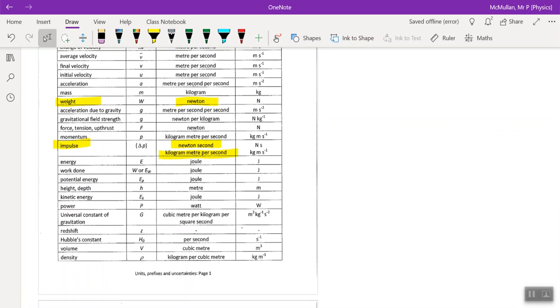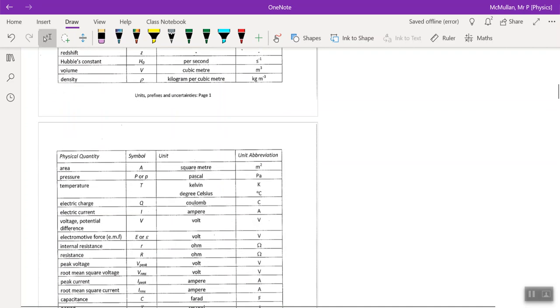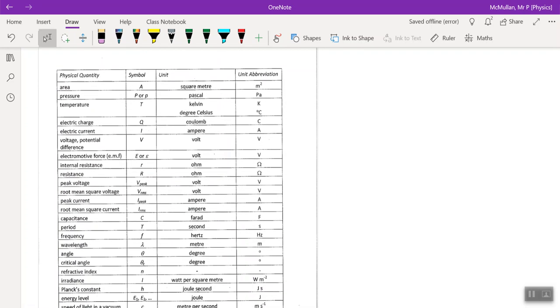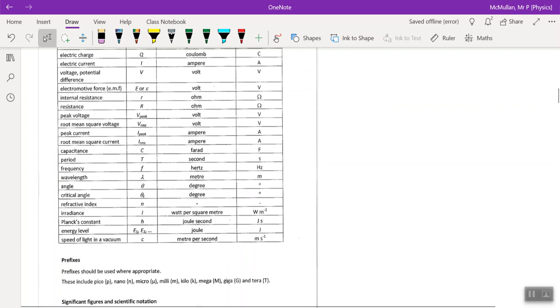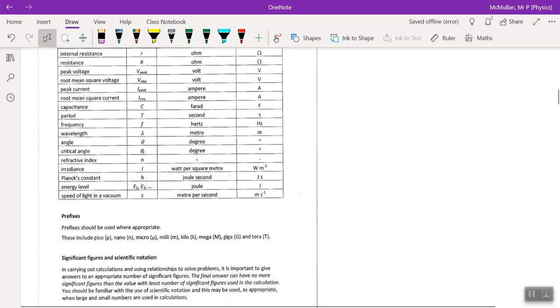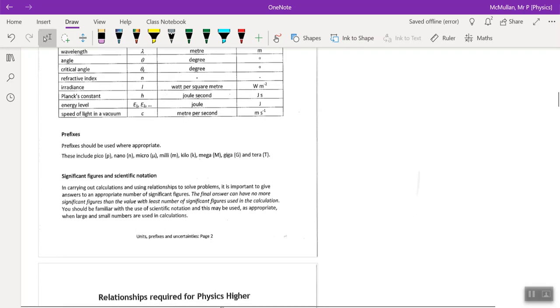So I wouldn't spend too much time studying this table. That's just going to be an index of units. If you're looking for a unit to put in an answer and you can't remember which one it is, you could use this page here. A few more. Again, I would just graze over these just now because you've not studied the course, so a lot of them don't mean anything to you.